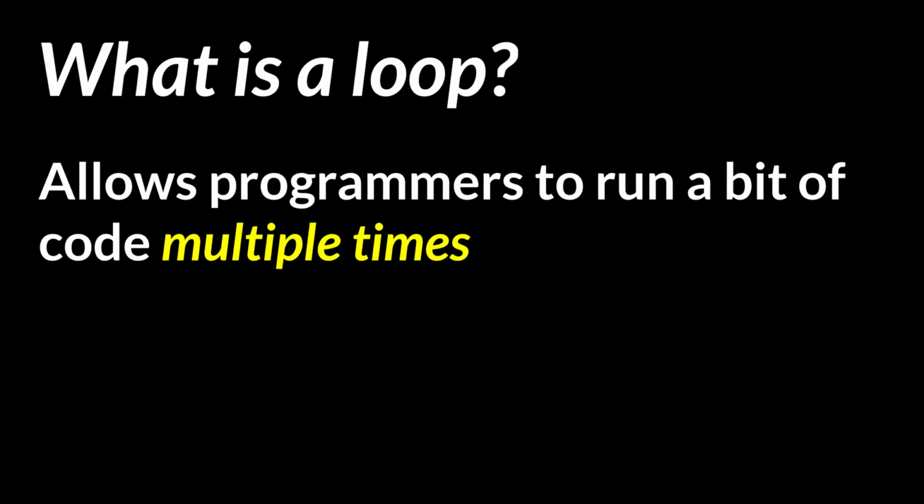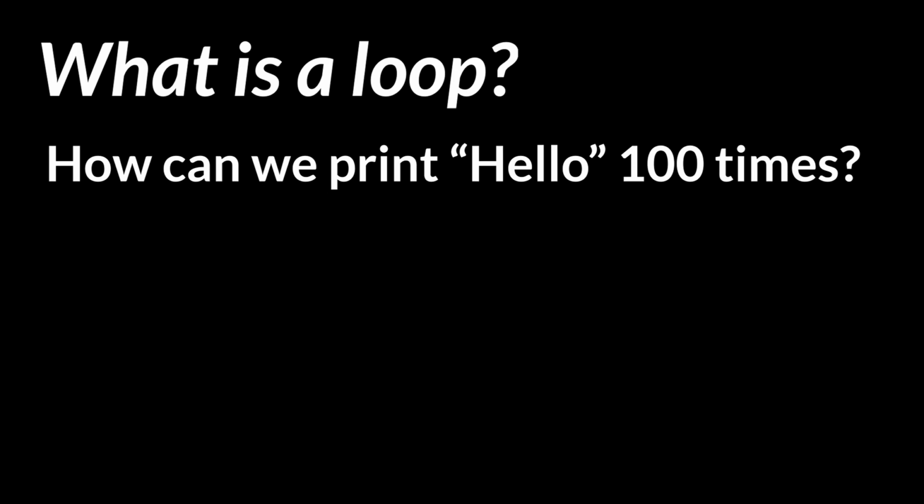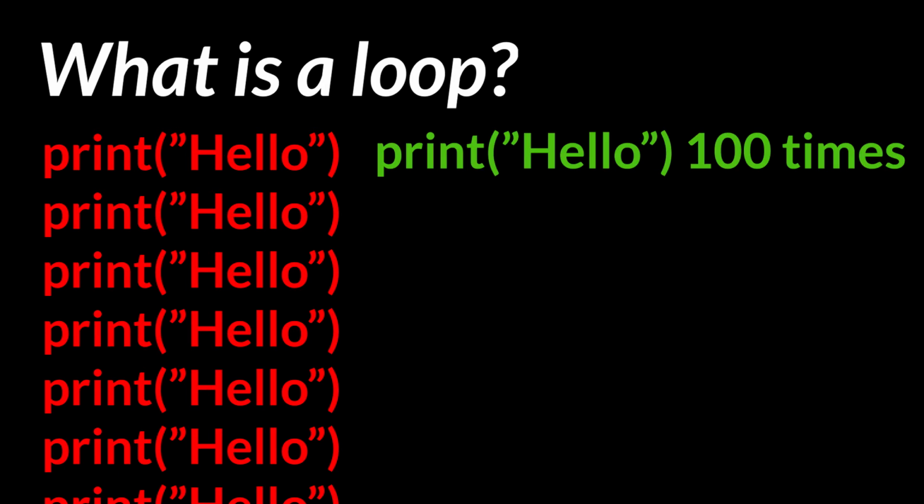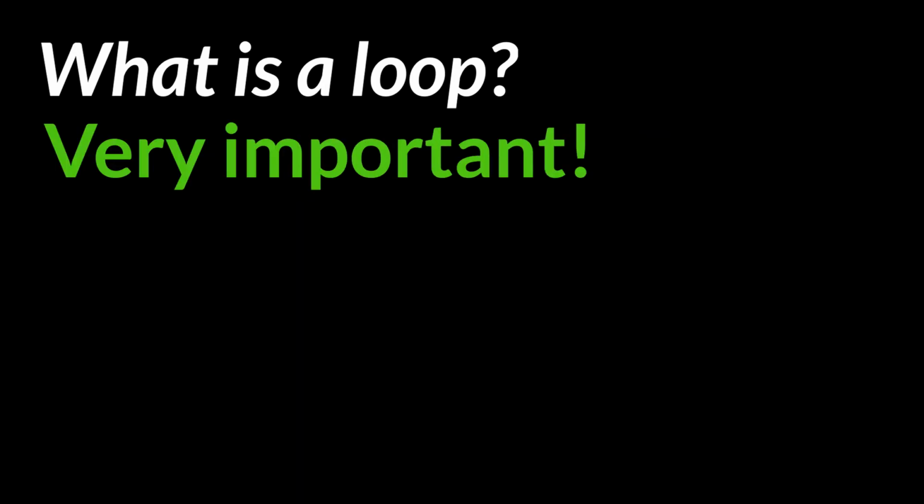Before we start, let's go over what a loop is. A loop is an important part of computer science that allows programmers to run a bit of code multiple times. For example, if we want to print hello to the screen 100 times, instead of writing print hello over and over again, we can simply make a loop and say print hello 100 times. Without loops, computer science would be nothing. This is why it's very important to learn, and this is why I'm teaching you it in episode 4.